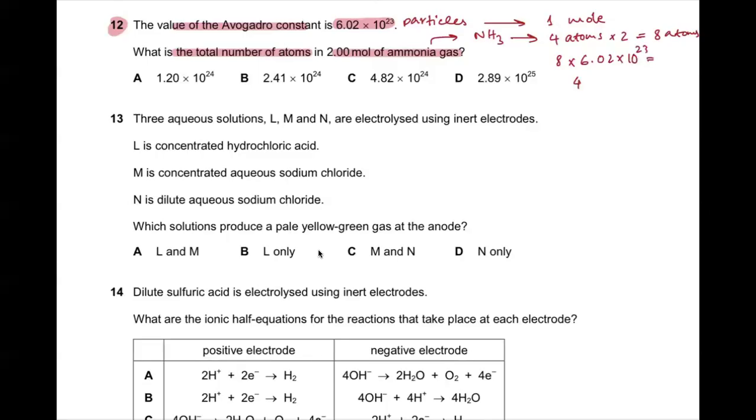So it is 4.82 into 10 to the power 24, okay? 4.82 times 10 raised to the power 24. So D, A, and B go wrong, and C is our correct answer. Okay. I hope it's clear to all of you.